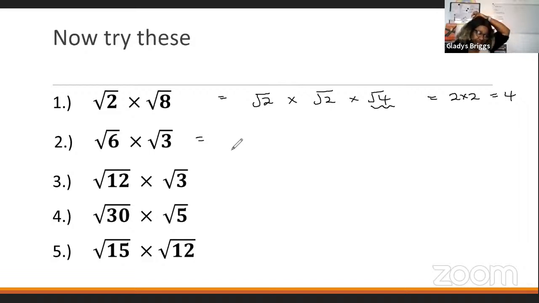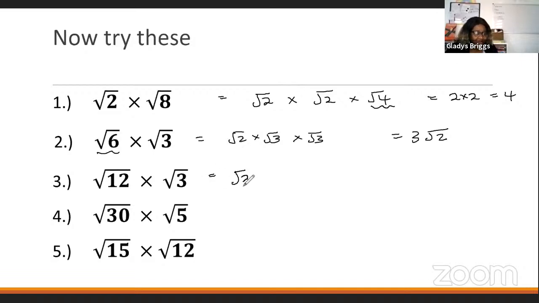Okay, so this would be root 2 times root 3 times root 3. Root 3 times root 3 is equal to 3, so this will be equal to 3 root 2. Let's have a look in the chat. Well done, Abdurrahman. Well done, Hamad.